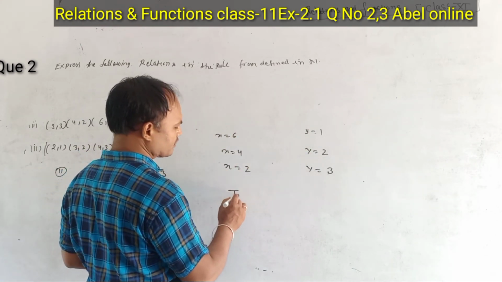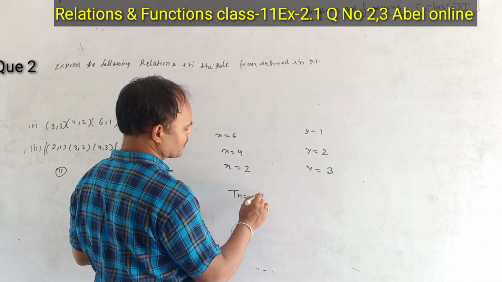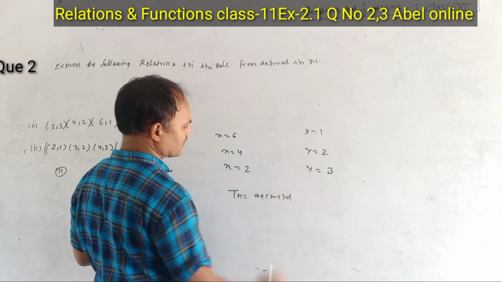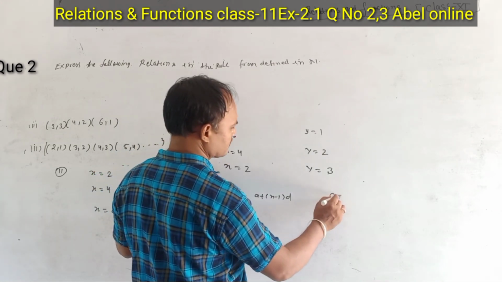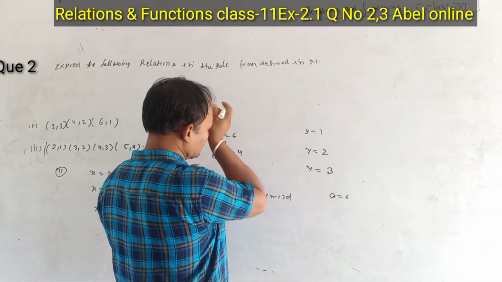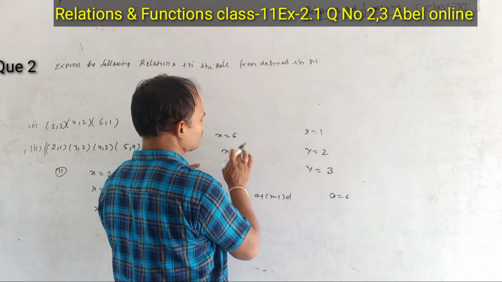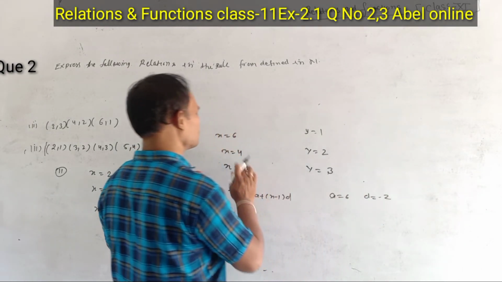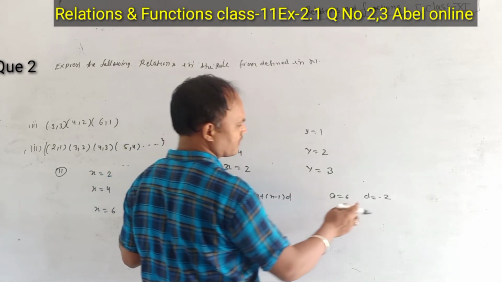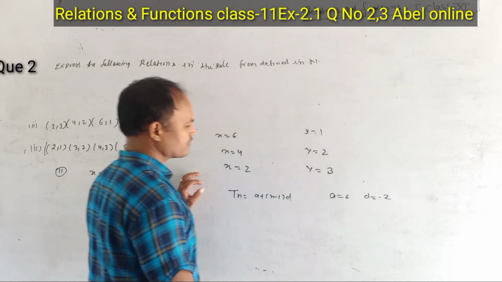When we talk about Tn equal a plus n minus 1 d, I am going to check. What is a? a is 6. What is d? d is 4 minus 6, which is minus 2. So d equal minus 2, and 2 minus 4 is also minus 2. So the difference is minus 2 and a equals 6.